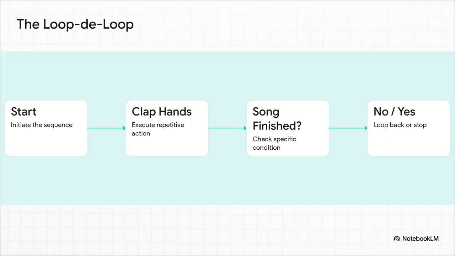First up, we kick things off at start. The program executes the main action, which is clap hands. Then, bam, it hits a critical junction. This is a definitive decision point asking, is the song finished? If the answer is no, it loops right back around, repeats the action, and keeps the whole cycle alive. But if the answer is yes, it just stops. It is this perfectly contained, self-regulating ecosystem. It handles all that repetition completely seamlessly, without us needing to jump in and hold its hand every single step of the way.